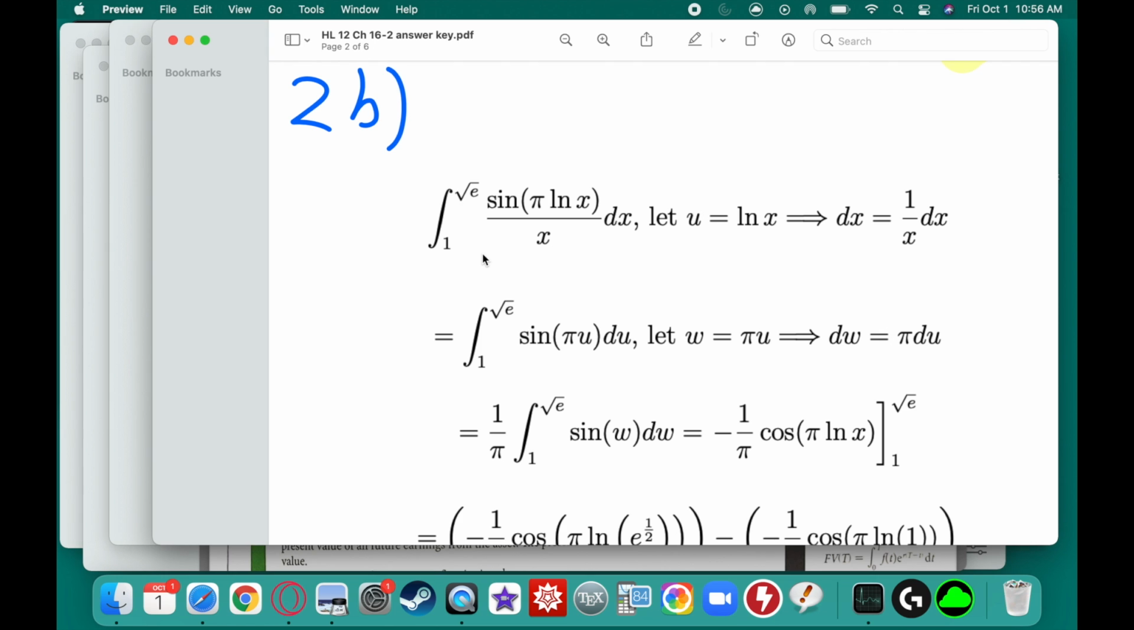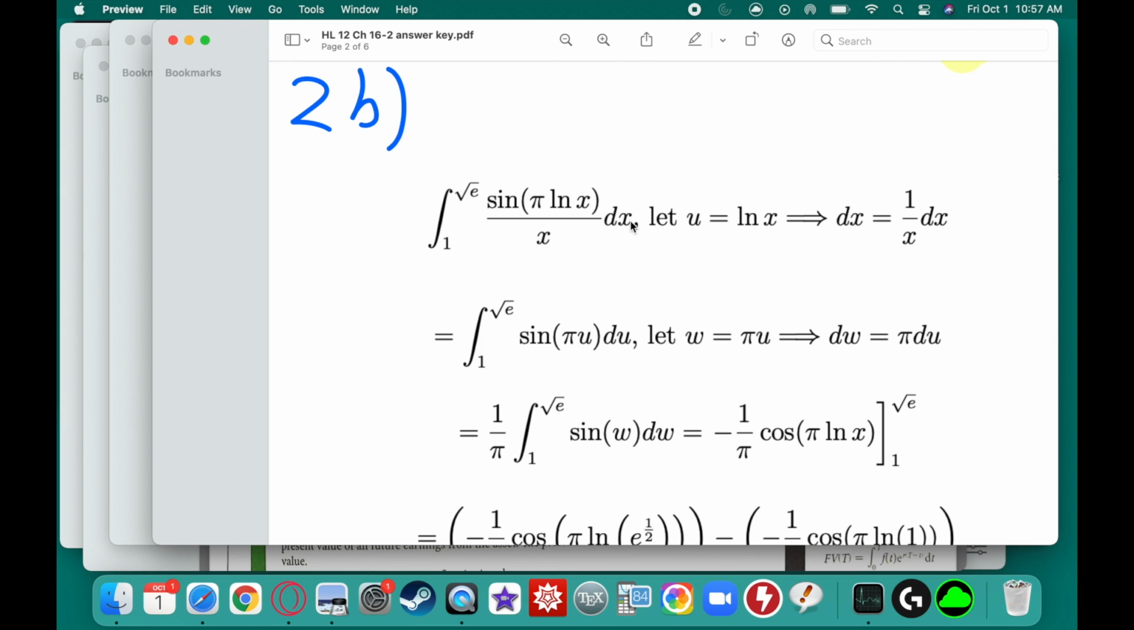So I look at this and I'm like, all right, what would be the best u substitution? Well, the only way you can do a u substitution is if the derivative is in the integral. In this case, after a little bit of inspection, I know that if I let u equal the natural log of x, then the derivative will be 1 over x dx. So I say let u equal the natural log of x, which means that du will equal 1 over x dx, which is what I've got here. I've got 1 over x dx.